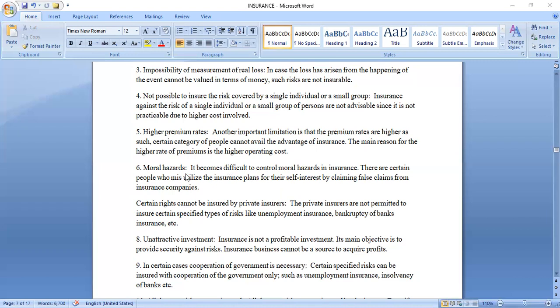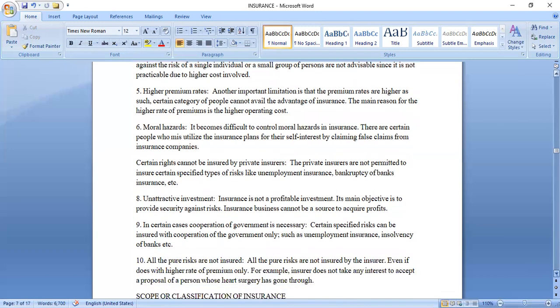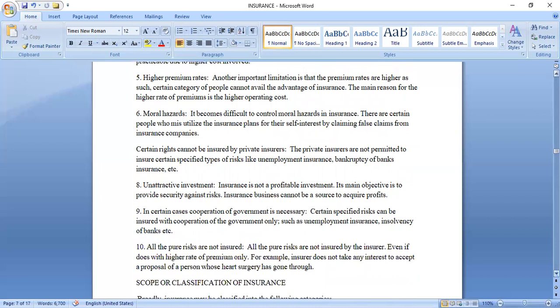So that kind of scenario is what we call moral hazard, where someone will fake a scenario because they feel they are entitled to being paid by this insurance company. Moral hazard, whereby these insureds misutilize the insurance plans for their self-interest by making false claims from the insurance company. So they may fake scenarios whereby they want these insurance companies to pay them. So that's also a limitation of insurance. All right.